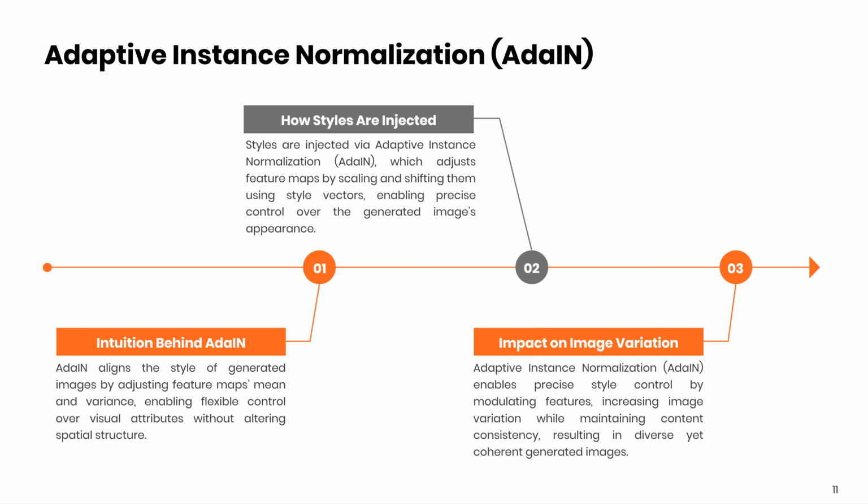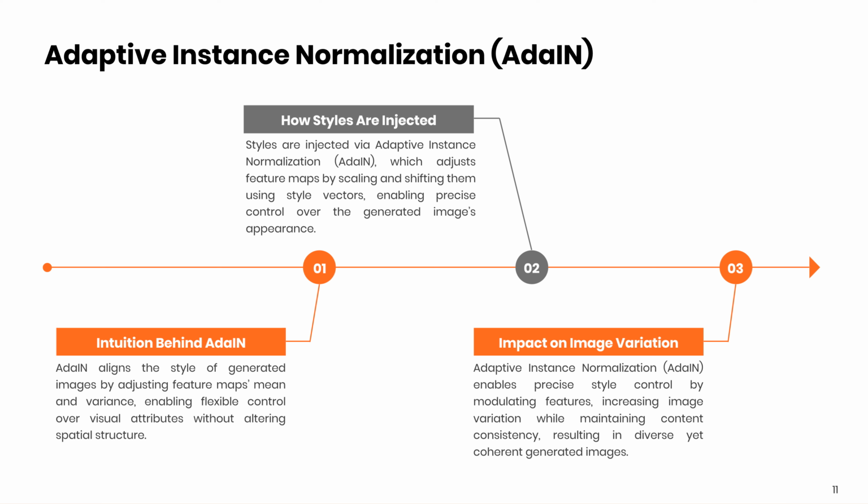AdaIN blends these by conditioning the content features on style statistics. In practice, we pass a content feature map through a normalization step that centers and scales it, then re-anchor it with the per-channel statistics derived from a style input. The result preserves the content structure while adopting the target style's character.